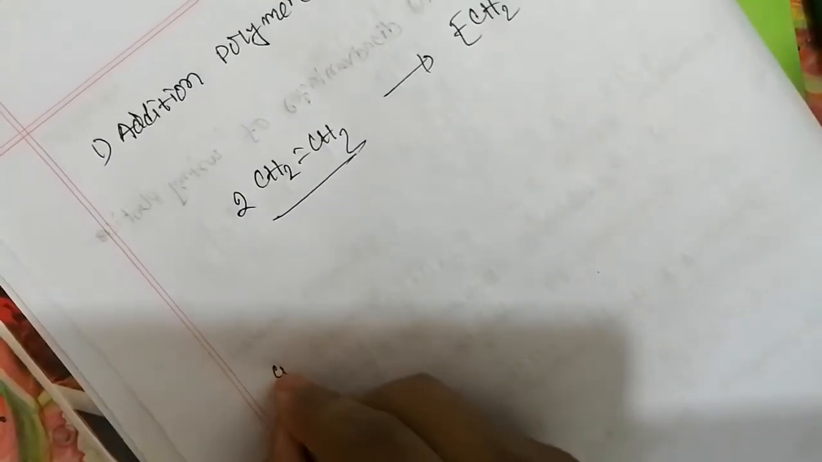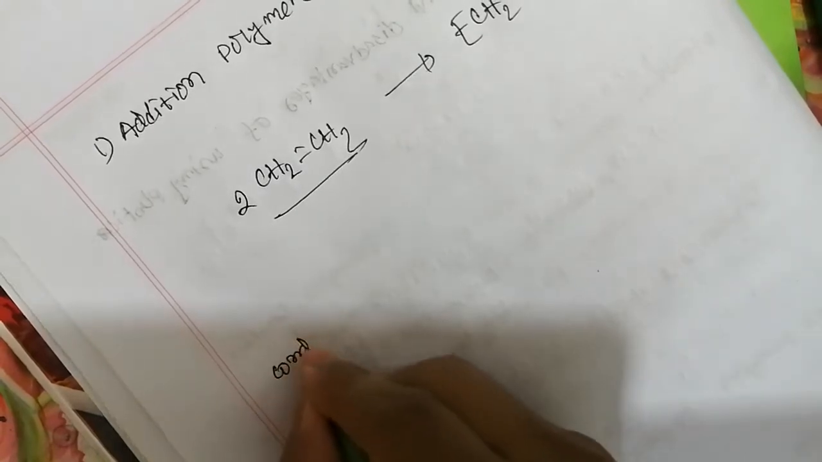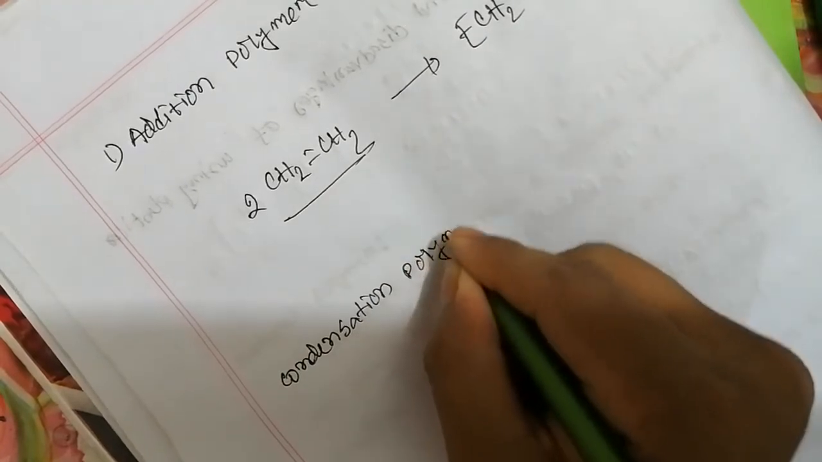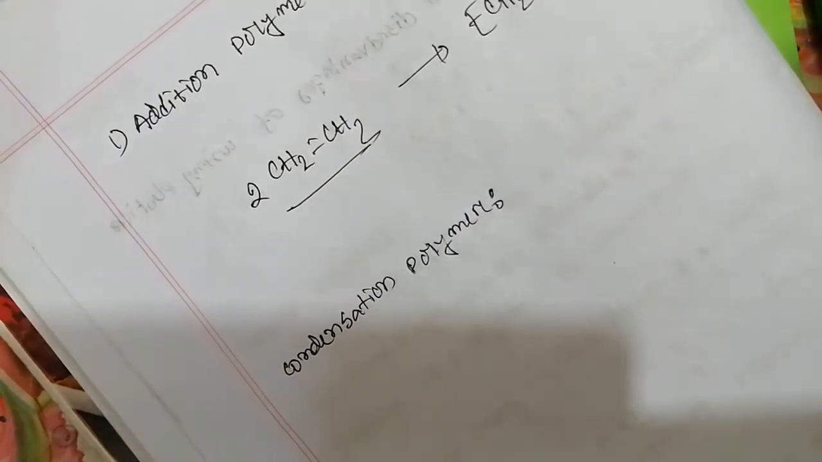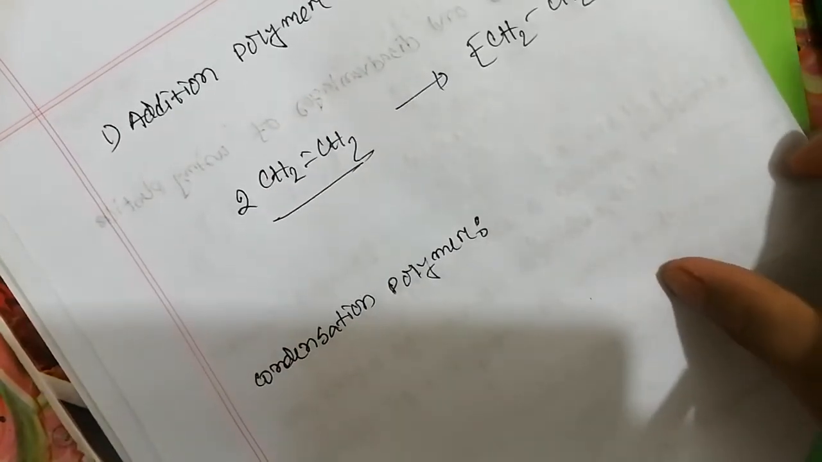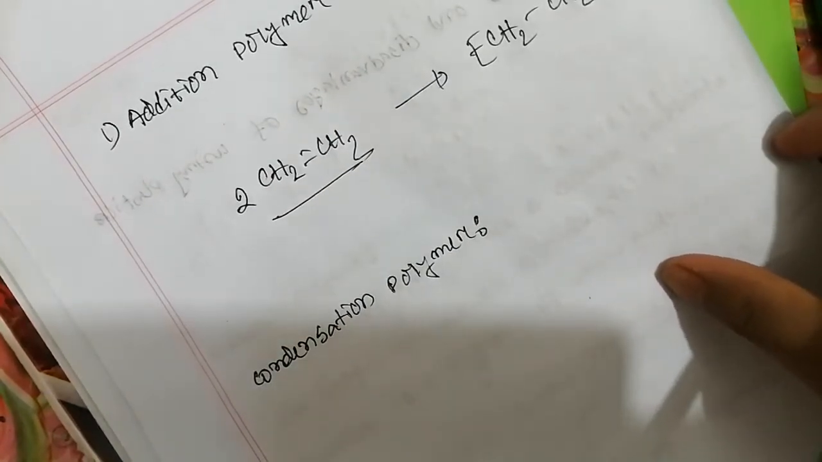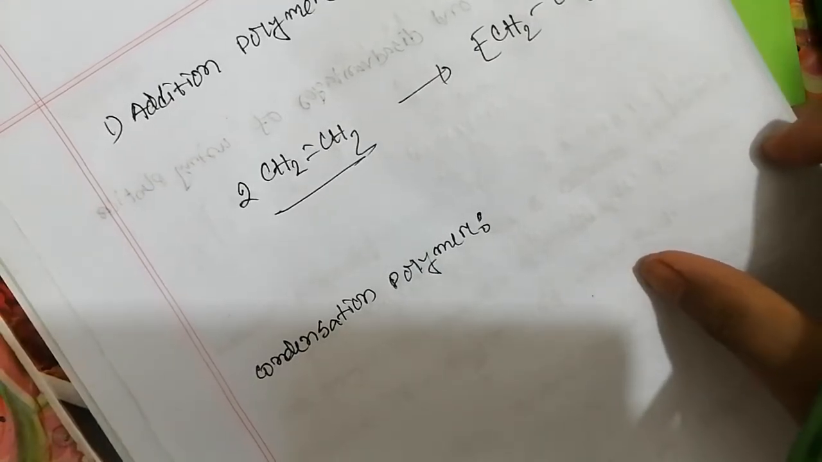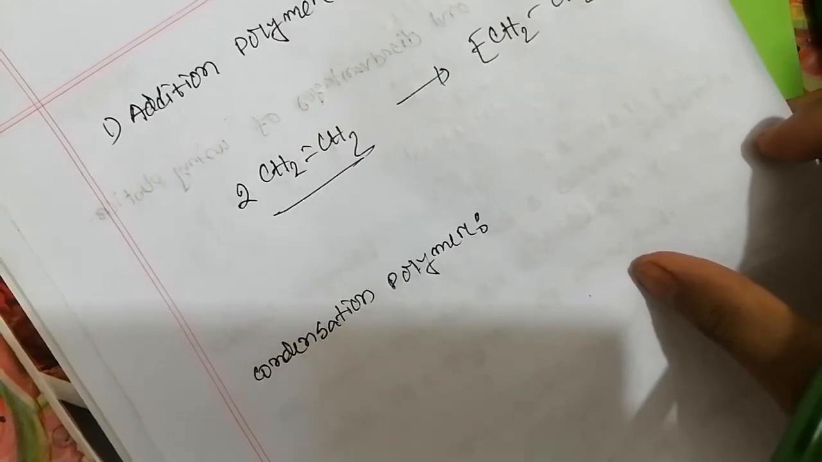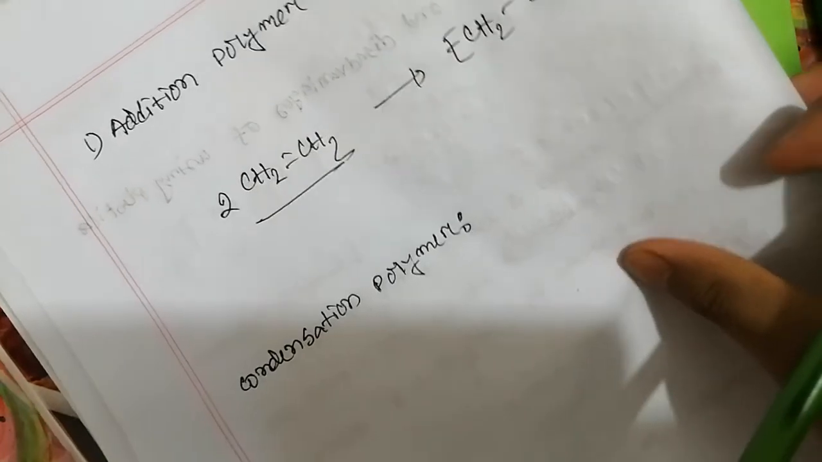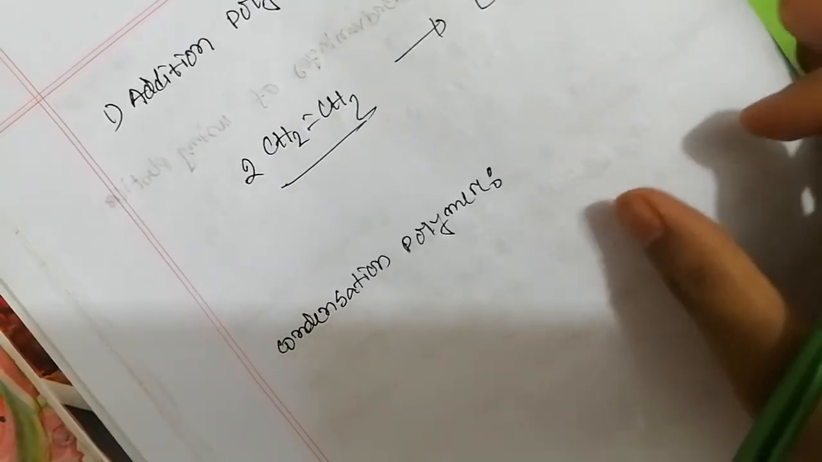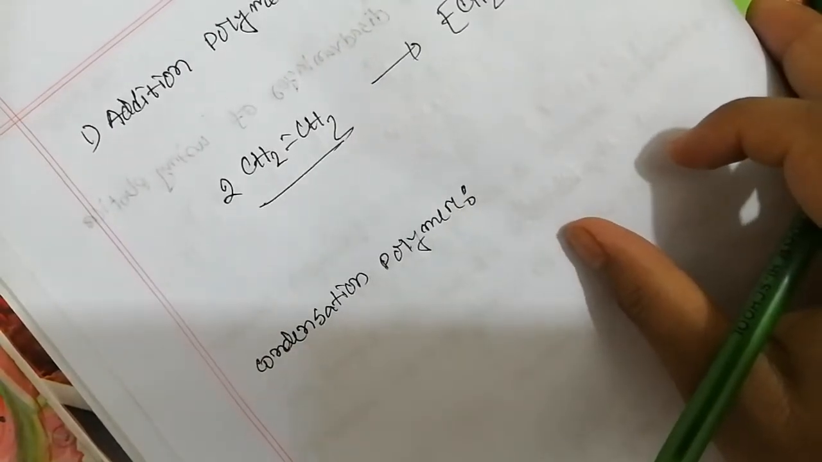Now we discuss condensation polymerization. The polymerization reaction in which the monomer molecules release small molecules such as water, carbon dioxide and other molecules during their joining one another is called condensation polymerization reaction. That means when a polymerization reaction occurs and a small amount of water or carbon dioxide is released, it is called condensation polymerization reaction.